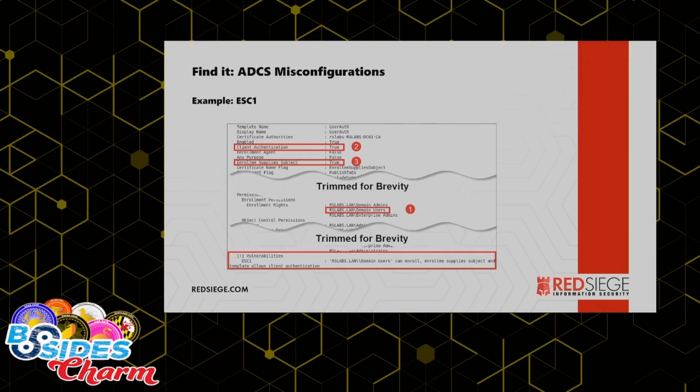What that means is I can go as a regular domain user, request a certificate, but I can stick an alternate name on there, and I can make that alternate name any other user I want, including a domain admin. And then I can take that certificate that I just got, and I can take it to a domain controller and say, hi, I'm the domain admin, let me in.